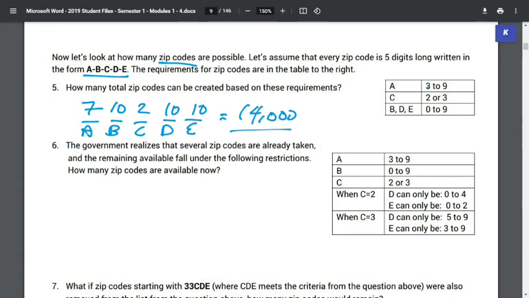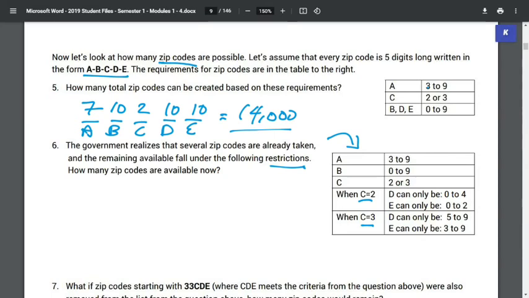Looking at number 6, I'll set this one up and let you try this one on your own. So realize that several ones are taken, so now we have a new set of restrictions. So it wants to know how many are available now with this set of restrictions. So if I look at this chart, A and B seem to be the same, but where it gets a little different is with C. So if C equals 2, D and E can be a select set of numbers. If C equals 3, D and E can be a select set of numbers.